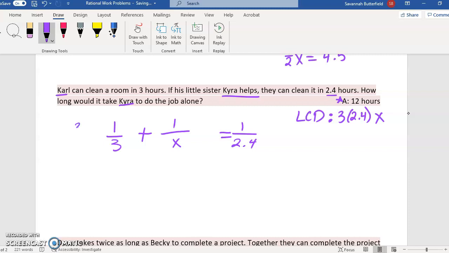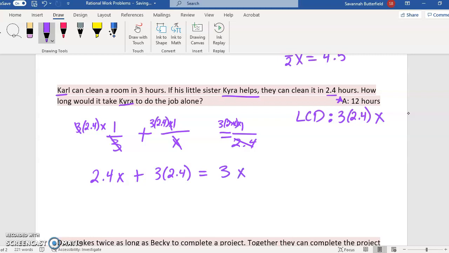So when we multiply by 3 times 2.4 times x on all 3 of them, on this one, the 3's cancel, so we're left with 2.4 and x. On this one, the x's cancel, so we're left with 3 times 2.4. We're equal to, the 2.4's cancel, so we're left with 3x.